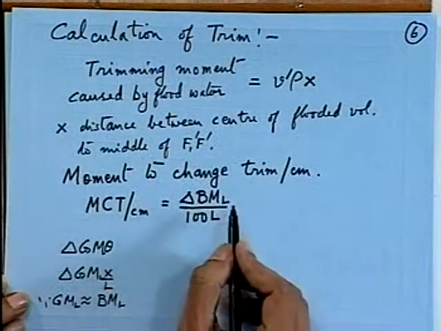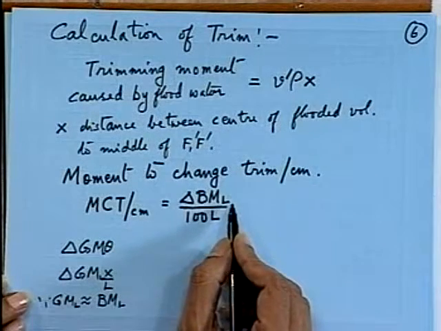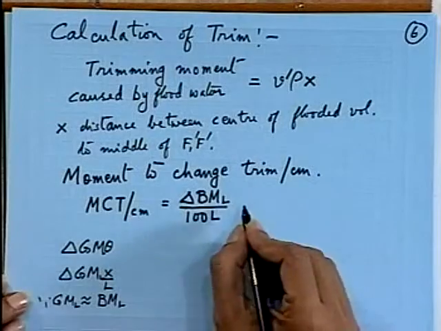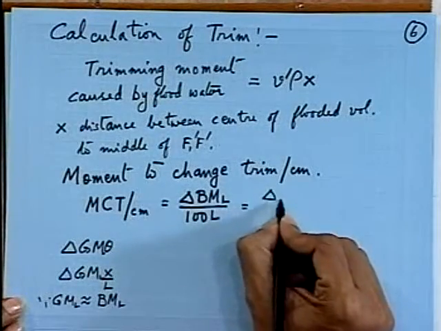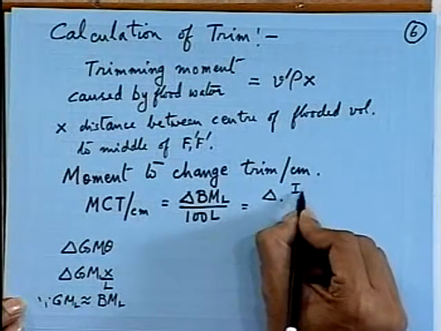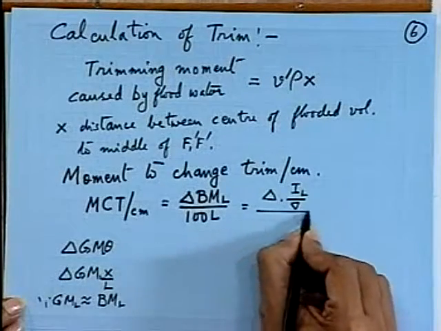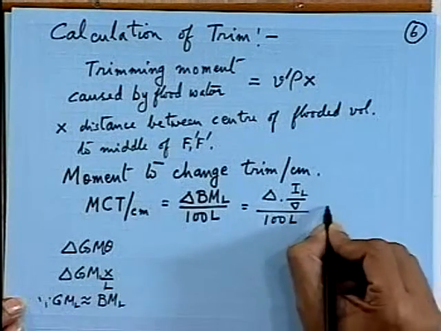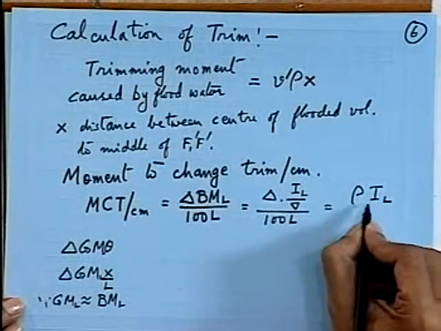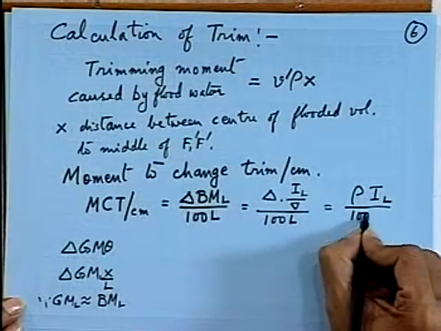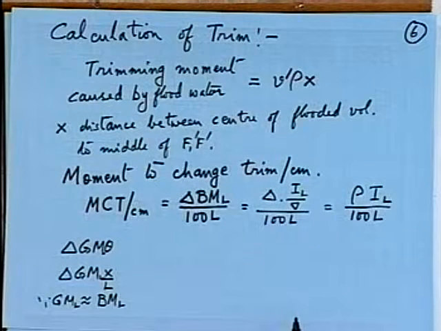The amount of this x is actually 1. If it is 1 meter, it is 1; for 1 centimeter it is 1 by 100 of a meter, multiplied by L. So this will be displacement multiplied by the longitudinal moment of inertia IL divided by the volume, divided by 100L, and this will be simplified into rho IL divided by 100L. So your BML is IL divided by the underwater volume.